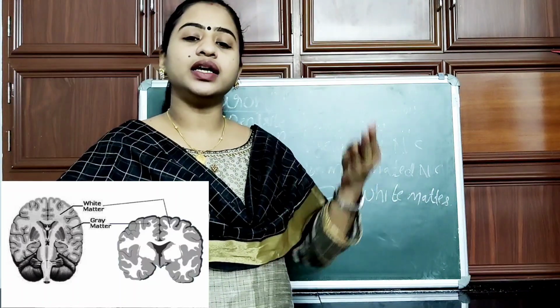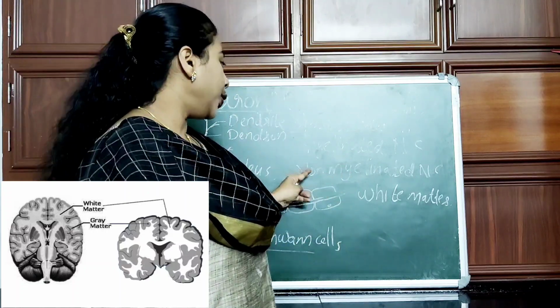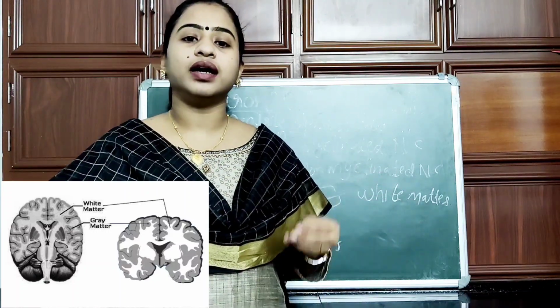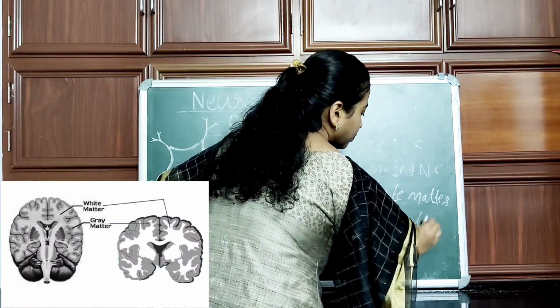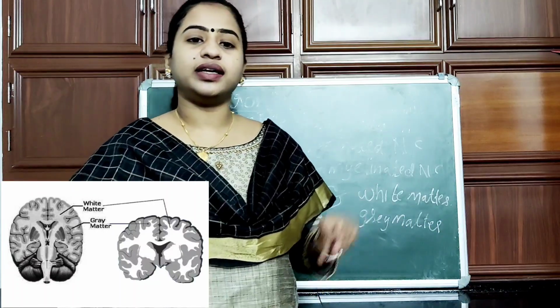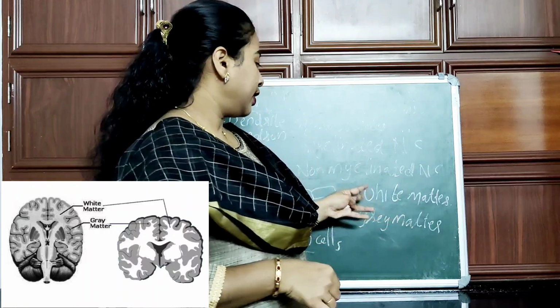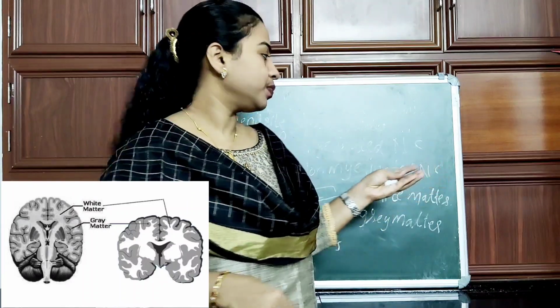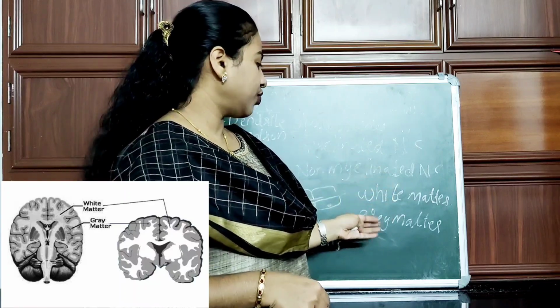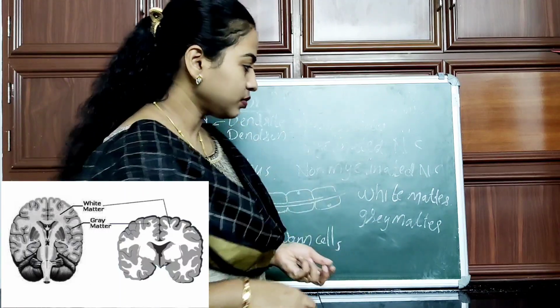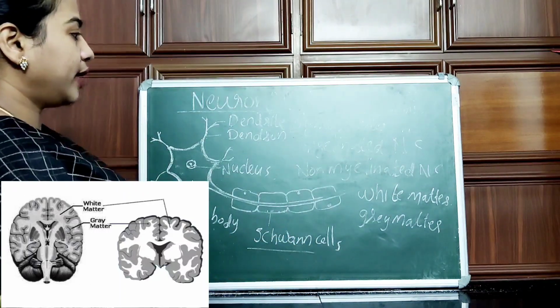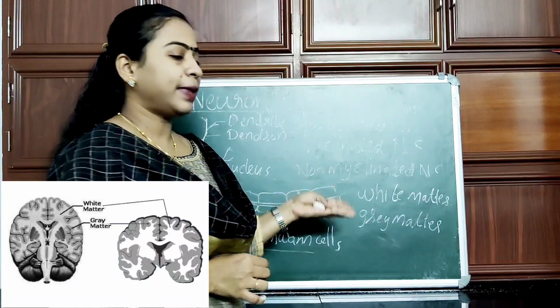And the region in the brain and spinal cord where non-myelinated nerve cells are present is called grey matter. So I conclude that in the brain and spinal cord there are two regions, white matter and grey matter. In white matter the nerve cells are myelinated, and in grey matter the nerve cells are non-myelinated. It is all about the myelin sheath.